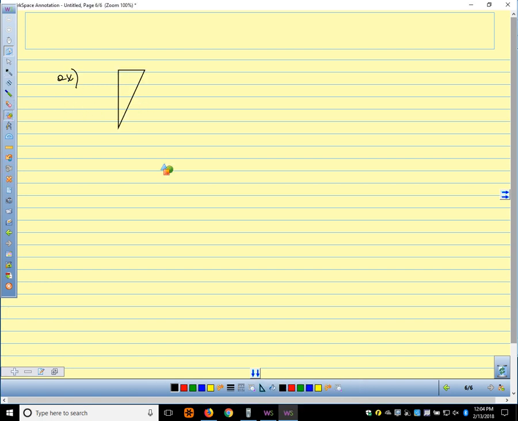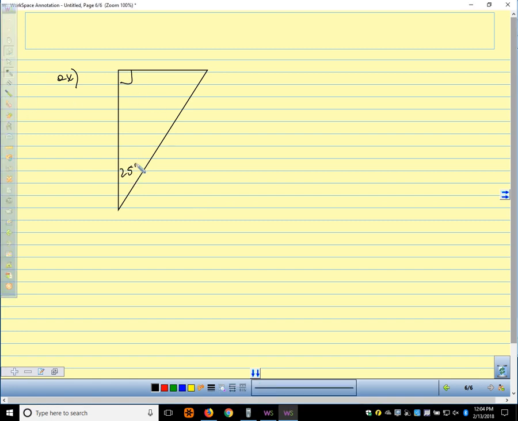Here's my triangle for this one. 25 degrees, 65 degrees, call that x, and that 15. Well, I have two angles here. How do I know which one to use? Can we just pick one? Yeah, if we have all the angles, just pick one. You can use whichever one you want. And then you just use the ratio that fits with the angle that you chose.